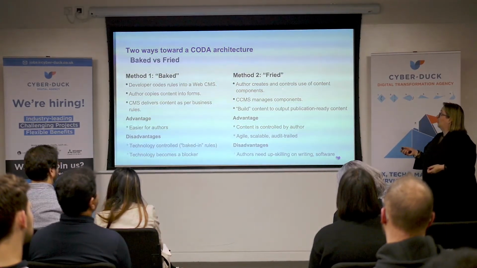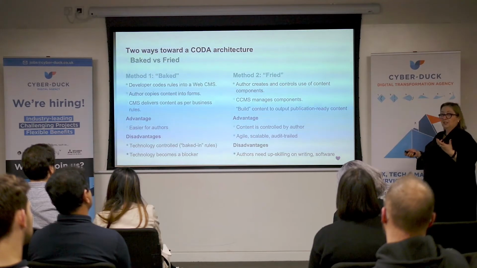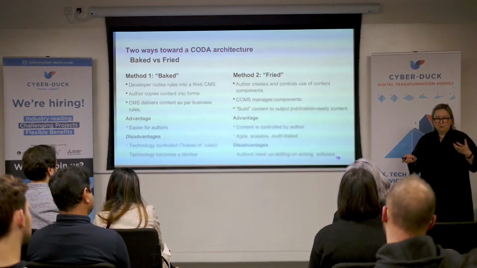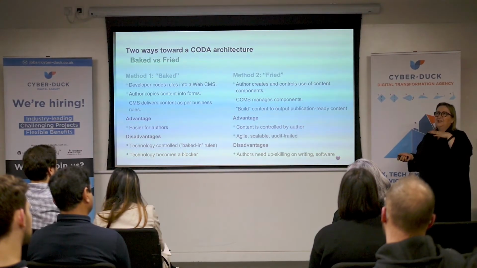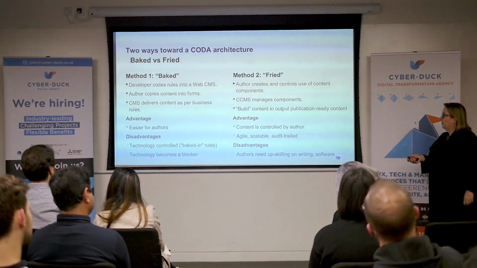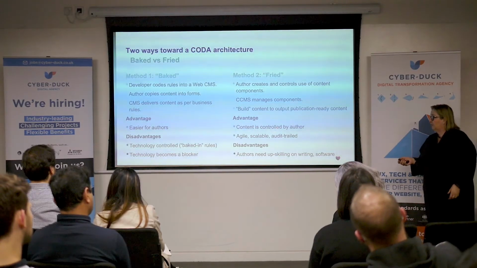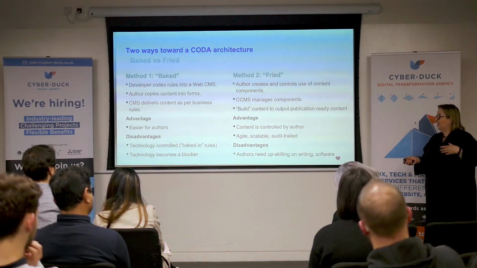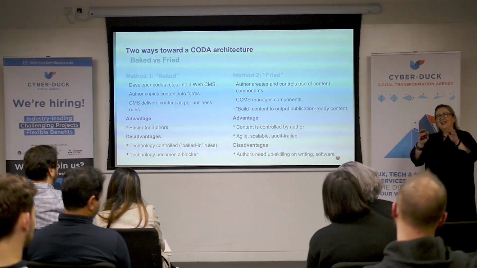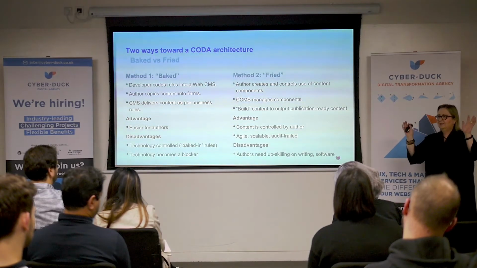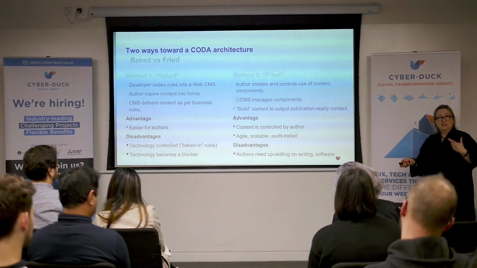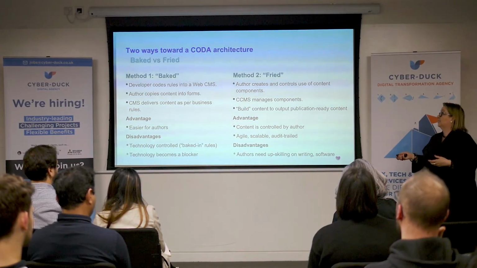So in this method, the author creates and controls the content components. You have something with an unfortunate name, the component content management system, although I just call it the power authoring system. That manages the components, and then you do this content build. The advantages are that the content is controlled by the author, and it's very agile, scalable and audit trailed. The disadvantage is that you can't just enter some stuff and hit submit and then go have coffee. It means you need to upskill on your writing skills and on your software skills because you need to use some more powerful software to do this.